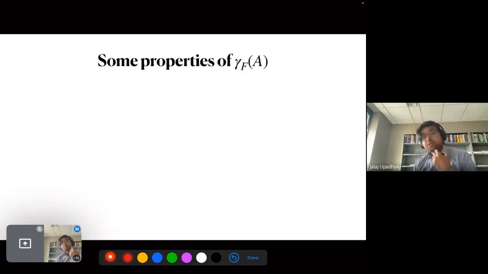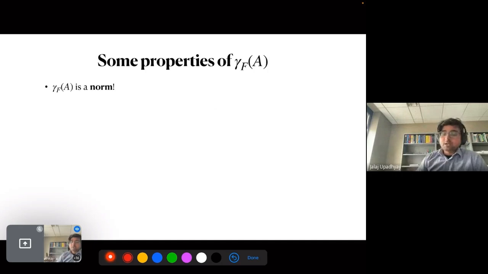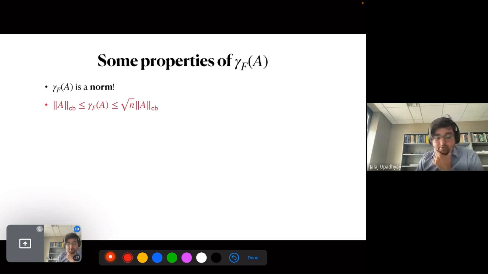So some of the properties that we were able to prove for the gamma F norm: first, it is a norm. I've been saying it is a gamma F norm without explicitly showing it, but we were able to show that this is a norm. Nikolov gave an alternate proof for this in a private communication to us, which actually goes from first principles. So there are a couple of proofs that you can have for this. Unfortunately, it was not written in a paper.